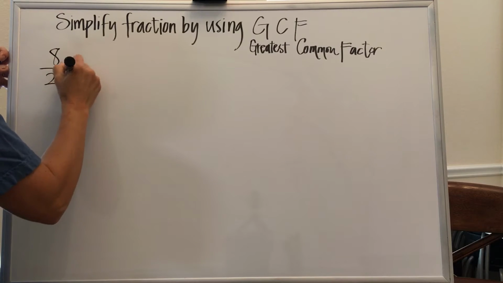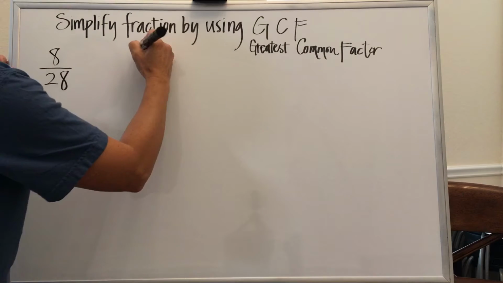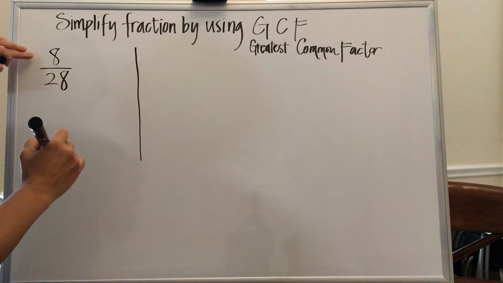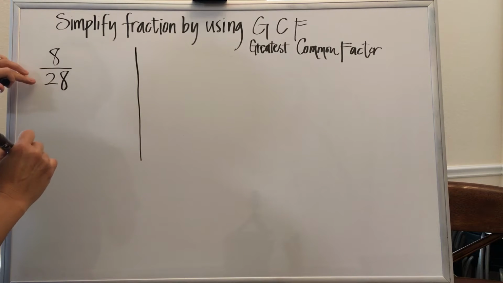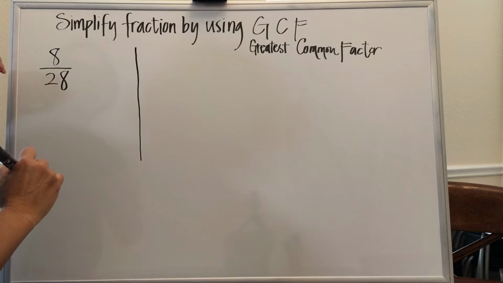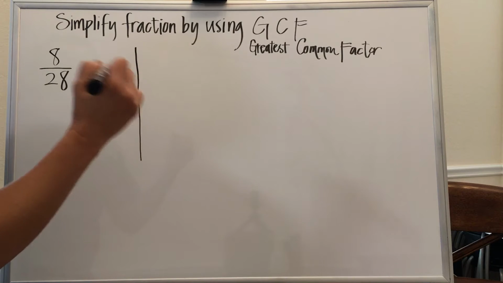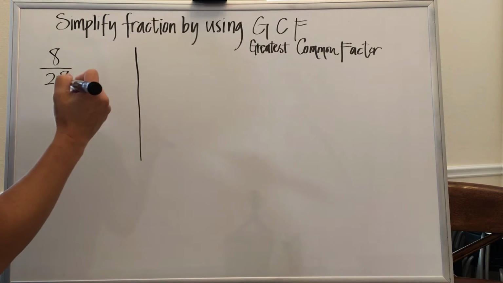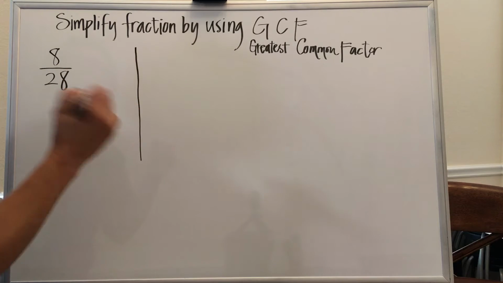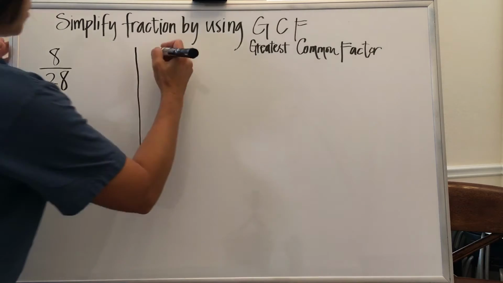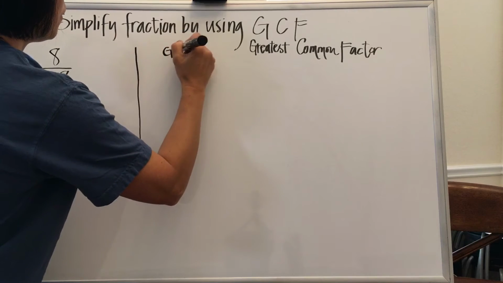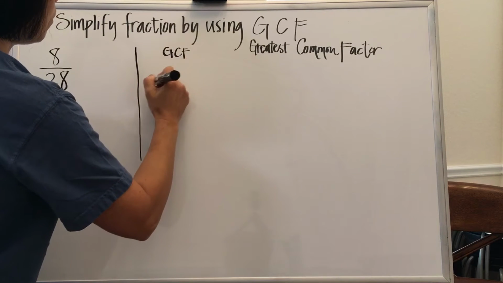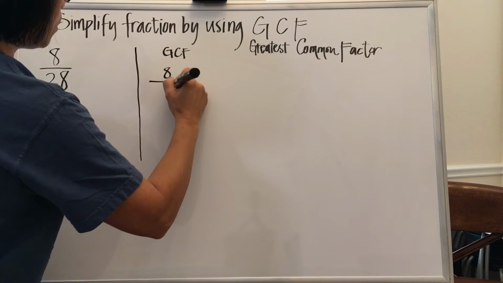I need to simplify this fraction. And the first thing I need to do is figure out what factors make 8 and what factors make 28. And the greatest one that they have in common, I'm going to divide both the numerator and the denominator by that number, and I'll have the simplest form. So here we go. In order to find the factors, I'm going to treat it kind of like the way we've been working with prime numbers.